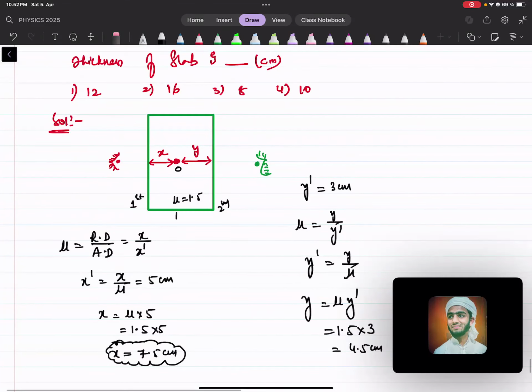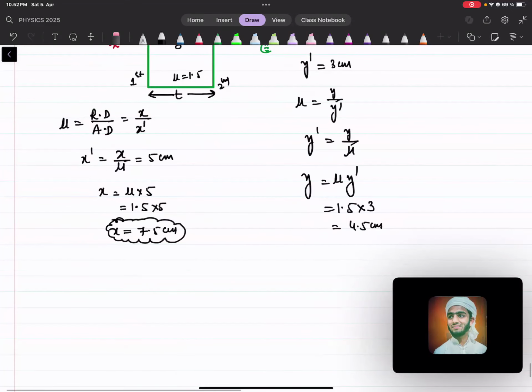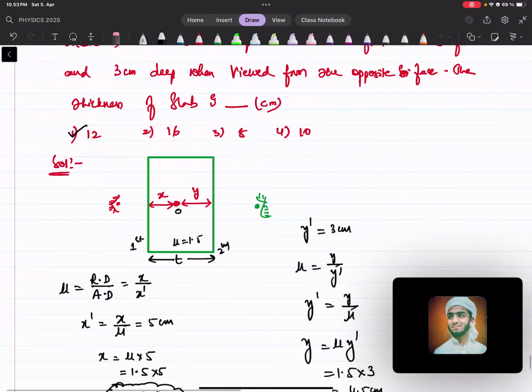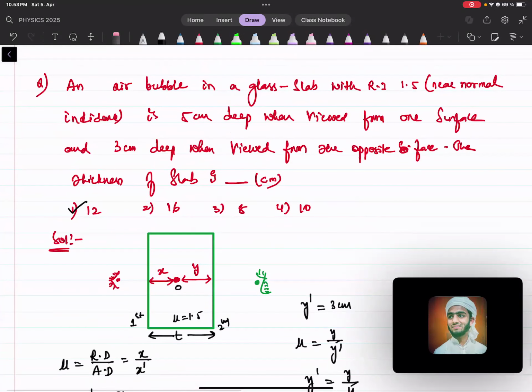Total thickness means this is the total thickness, X plus Y. So total thickness T is equal to X plus Y. X value is 7.5. This value is 4.5. So how much will it be? 12 centimeters. Got it, everyone? Very important model. You'll get regular questions based upon such models. Read the question carefully once again. If you have any doubt in this one, please let me know.